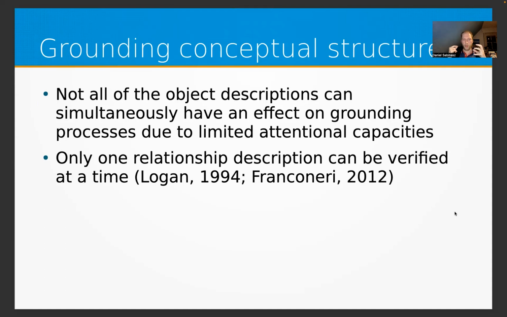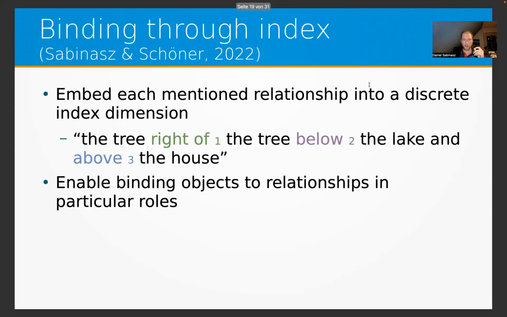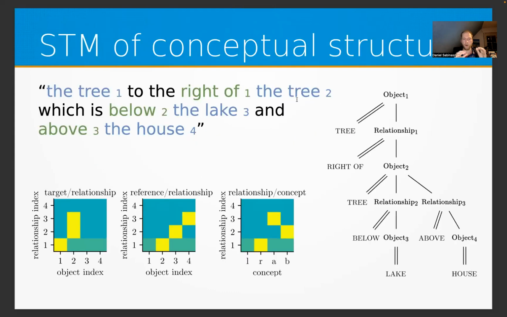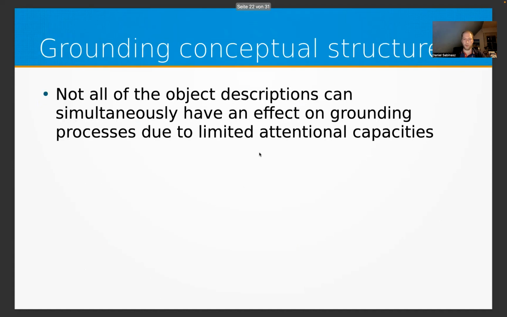And also, studies show that only one relationship can be verified or processed at a time. Looking back at this example, zooming in on this subphrase, we cannot immediately look for the tree which is both below the lake and above the house. Rather, we first have to look for the tree which is below the lake, and then we can check whether it's also above the house. That's because the relational machinery, which enables the processing of relationships, can also only process one relationship at a time. And there's empirical evidence for that.